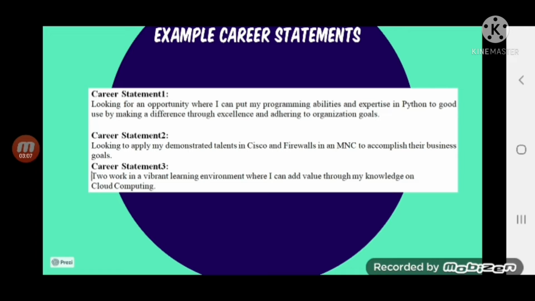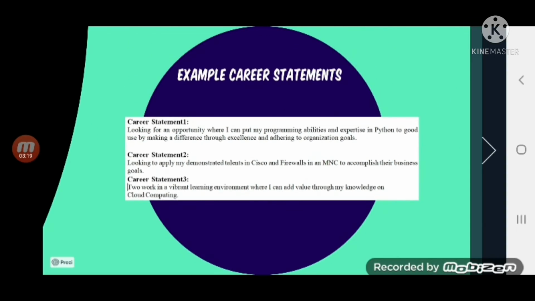If you observe all these 3 career statements, otherwise called career objectives, you might have understood that they are only dealing in specifics instead of writing a career objective which is vague or unclear. So this is how specific a candidate's career statement or career objective should be.